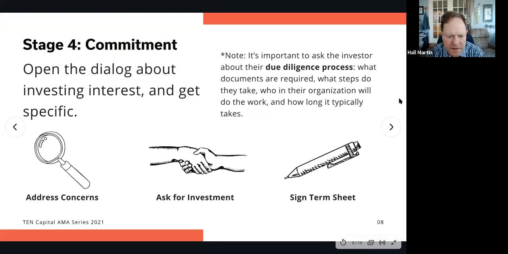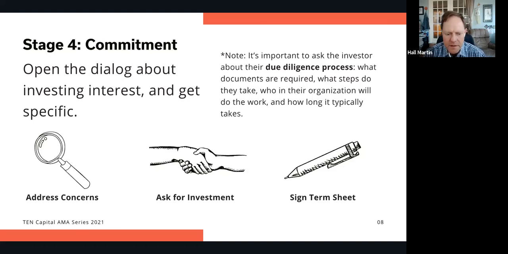So the next stage is commitment. In stage 4, what we're going to do is start to figure out who's interested and start driving commitment from interest. The way we do that is we try to figure out on the investor side what they find interesting in the deal, what's attracting them to it, and double down on that.